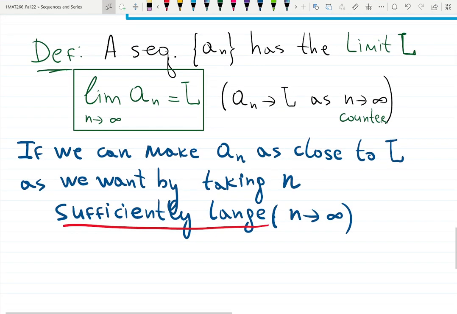So a sequence also can converge, just like we learned about improper integrals. Converge and diverge, blow up. A sequence has a limit, and it is named like this: limit of a sub n equals L as n goes to infinity. Here's a sketch.